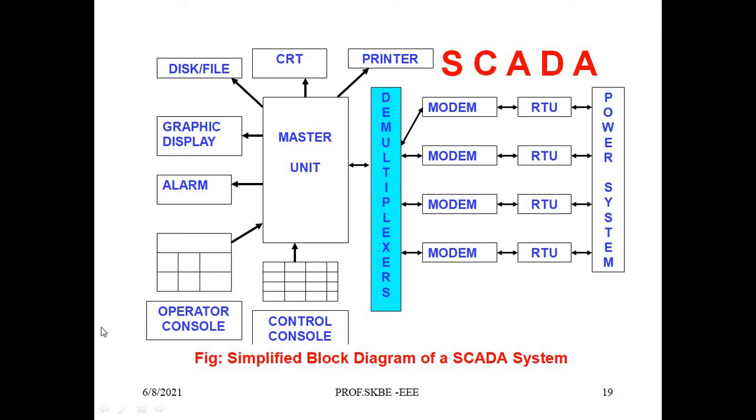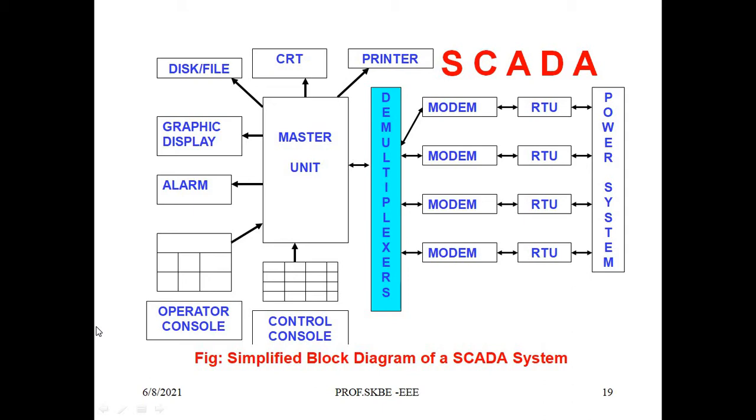Good morning. Today we are discussing SCADA, the simplified block diagram of a SCADA system. Here is the master unit, then the CRT, which means cathode ray tube, and printers, the output of the display unit, and then disk slash file, then graphic display in the monitoring X-ray recorder, then alarm.